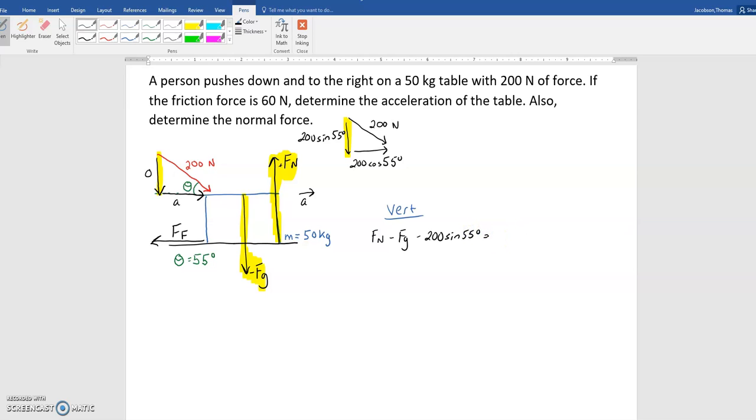And now you guys should know that the acceleration vertically is 0. I know the object is accelerating to the right, and we're going to find that out later. But vertically, which is totally different from horizontally, our acceleration is 0. So when I do m times a, even though I kind of skipped a step here, I started off with F net equals m times a, my acceleration is going to be 0. So when I do this, Fn minus the table is 50 kilograms times 9.8, that's my FG, minus 200 sine 55. So I'll go to my calculator, 200 sine 55, and I get 163.83.